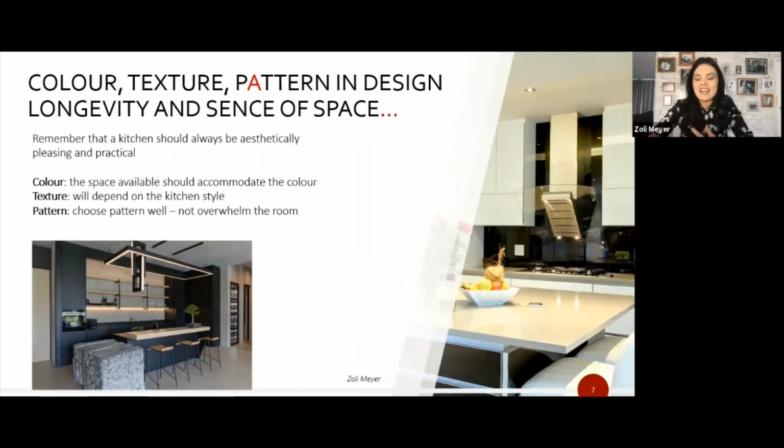And then pattern, I think you really need to choose well. You shouldn't overwhelm a space, and I think it's the same principle as when you design a bedroom or a living room: not to overdo pattern. Don't, now, if marble is in, put in marble tops with marble tiles and marble backsplashes. Don't overdo it.